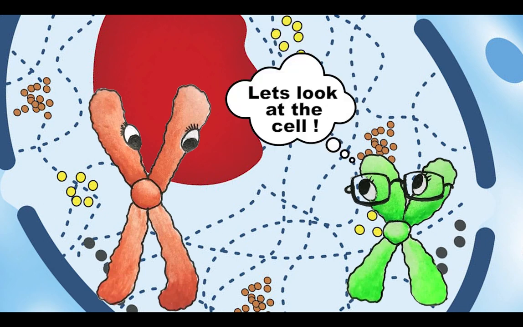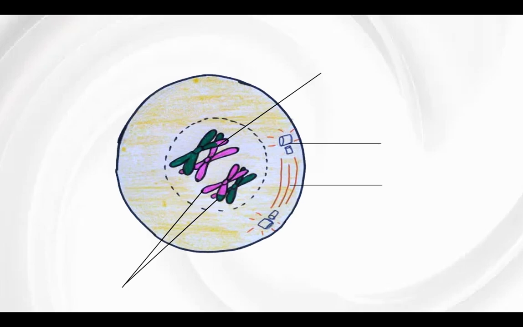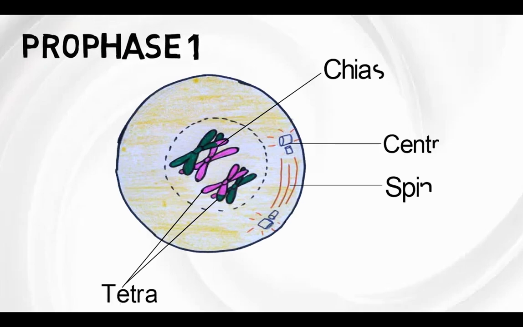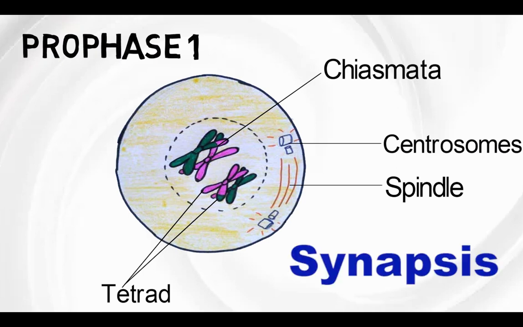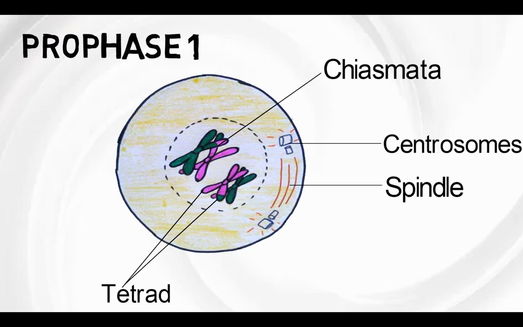Okay, let's look at this cell and try to identify the phases. Look, chromosomes begin to condense. Homologous chromosomes pair up, align gene by gene. What is it? It's called synapsis. Non-sister chromatids exchange their DNA segments.